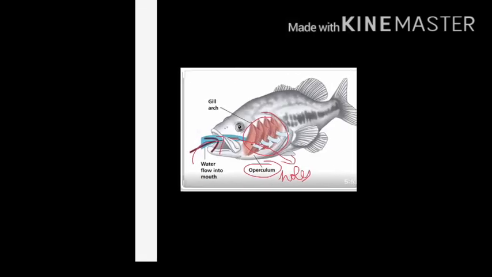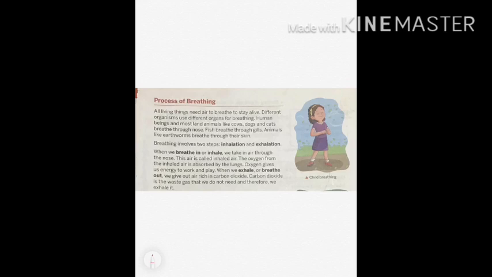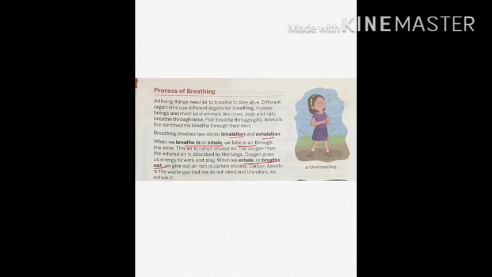So what happens exactly in the breathing process? Breathing has two steps, that is inhalation and exhalation. Inhalation means to breathe in or take in air, and exhalation means to exhale or breathe out air. This breathing has a very important role in respiration, a very important process.